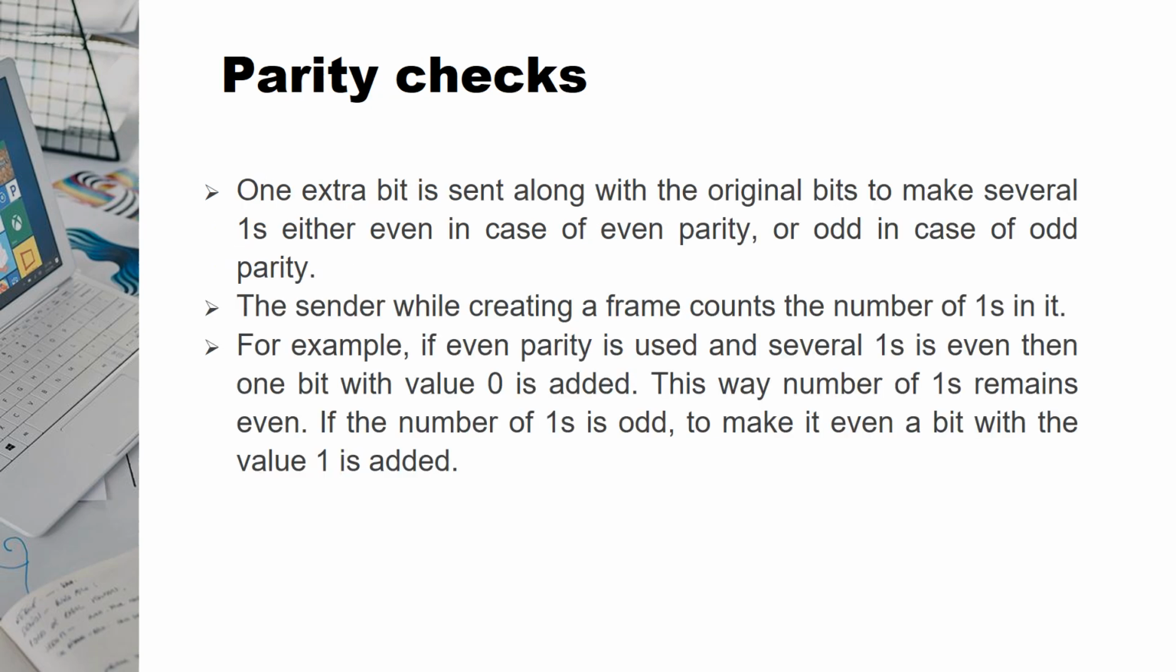So when I'm talking of parity checks, we are talking of parity checks involving adding a parity bit to the transmitted data. The parity bit is calculated based on the number of ones in the data. If the receiver receives a data block with an incorrect parity bit, an error is detected, right? For example, if even parity is used and the number of ones is even, then one bit with the value 0 is added. This way, the number of ones remains even. If the number of ones is odd, to make it even, a bit with the value 1 is added.